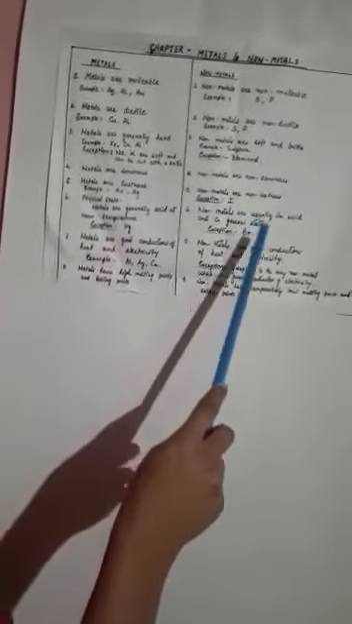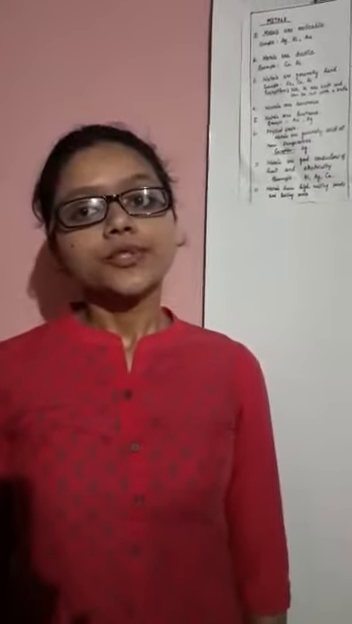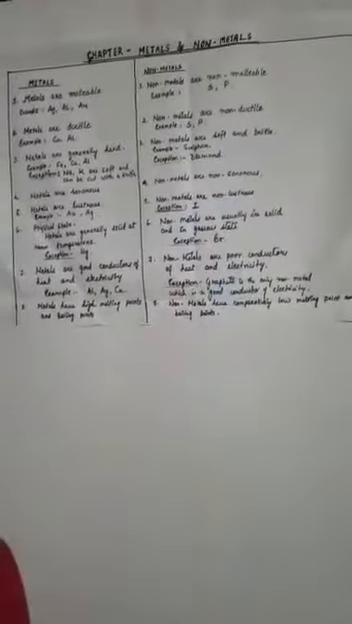Next property, metals are lustrous. Lustrous means they have a shine. A metallic shine is present in metals. Due to this property of lustrousness, these metals are extensively used in making jewelries, ornaments, etc. Example: gold, Au, silver, Ag. These are the symbols of elements. Non-metals are non-lustrous, they are dull in appearance. But exception is there, iodine is the only non-metal which is lustrous.